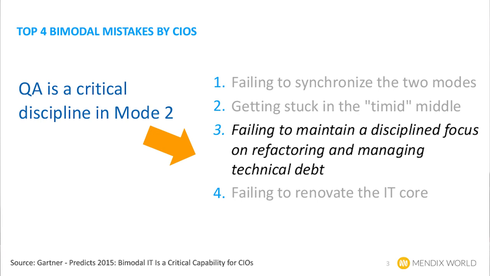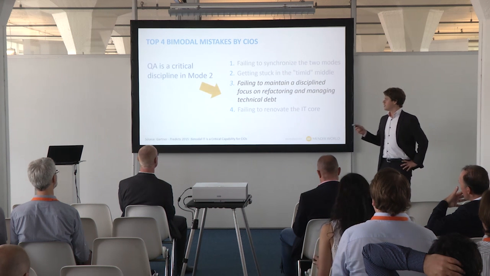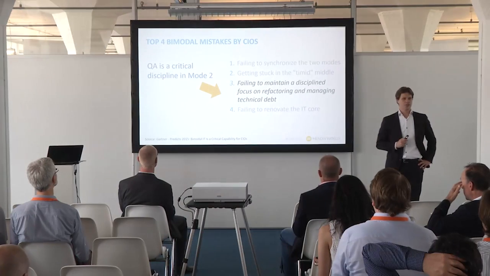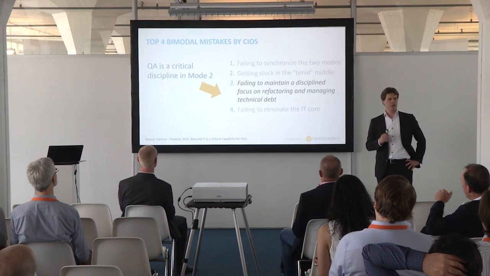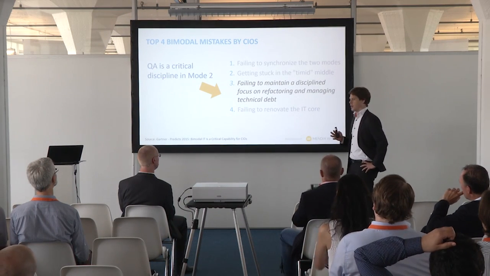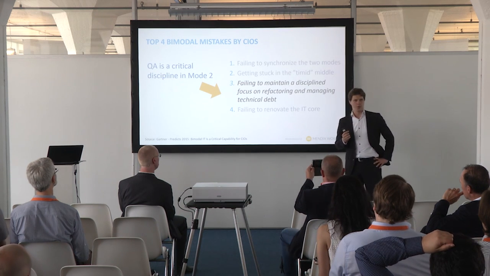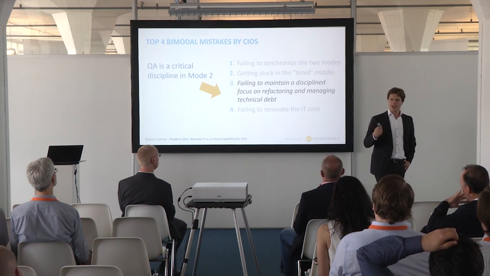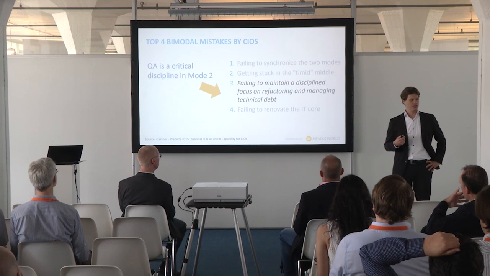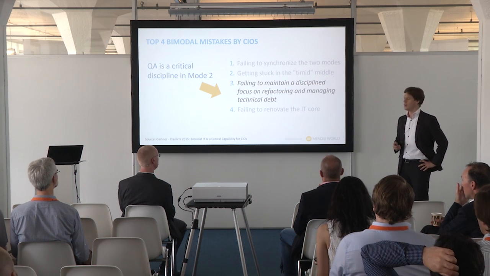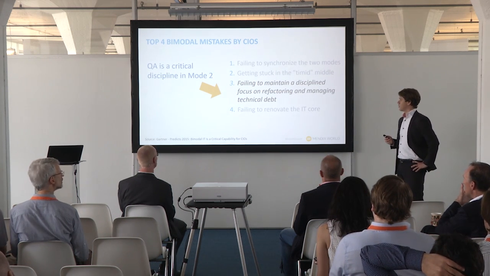In fact, ignoring QA or failing to maintain a disciplined focus on refactoring and testing is one of the top four bimodal mistakes by CIOs, according to Gartner. This means QA is a critical discipline for Mode 2 organizations. If you don't have your QA in order, you can be as agile as you want, but you will just be agile in iterating over bad software. So you need to have your QA in order.